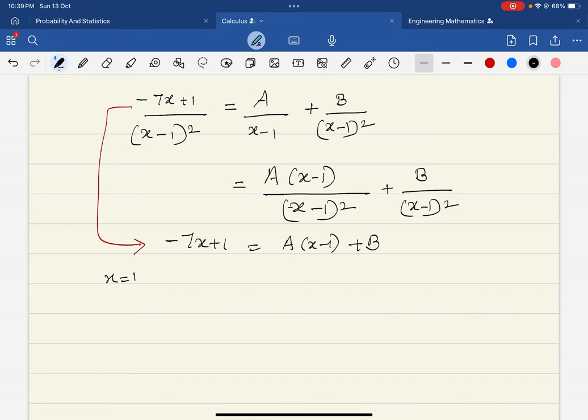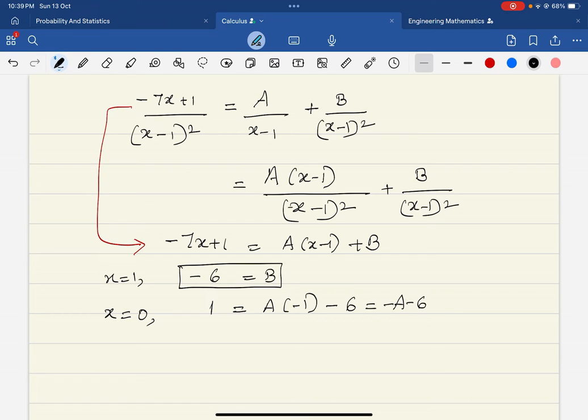Now what do we do? We put x is 1, suppose. So it is minus 7 plus 1, which is minus 6, is equal to b. So we got the value of b. I hope it's clear. Now when you put the other value, let us say x is equal to 0. On the left hand side, minus 7 into 0 is 0, plus 1 is 1. And a times of 0 minus 1 is minus a, and plus b, which is minus 6. So minus a minus 6 is equal to 1.